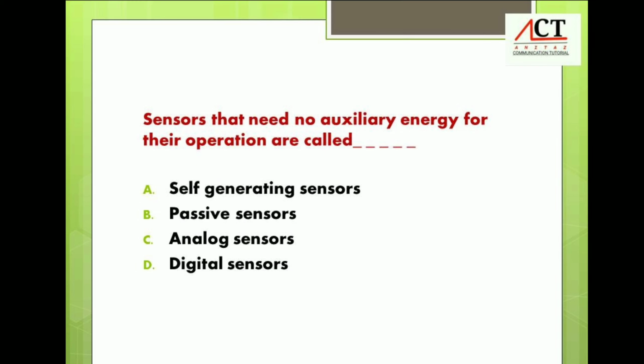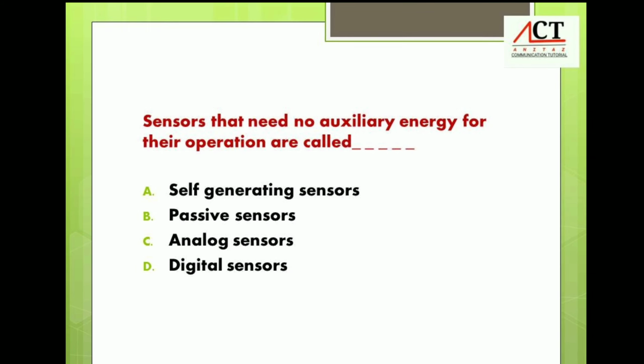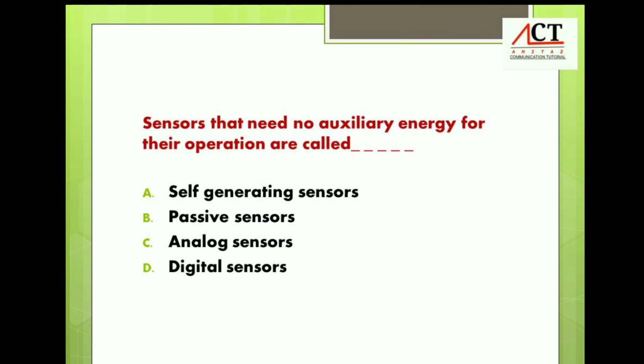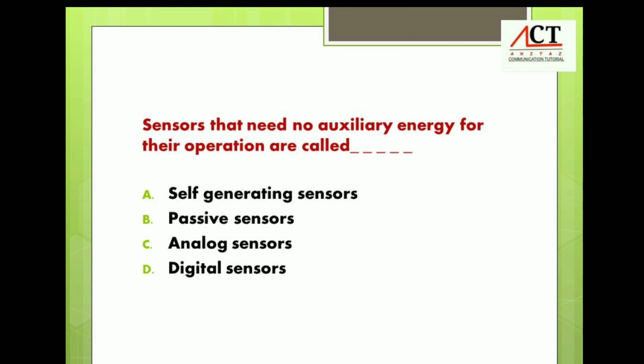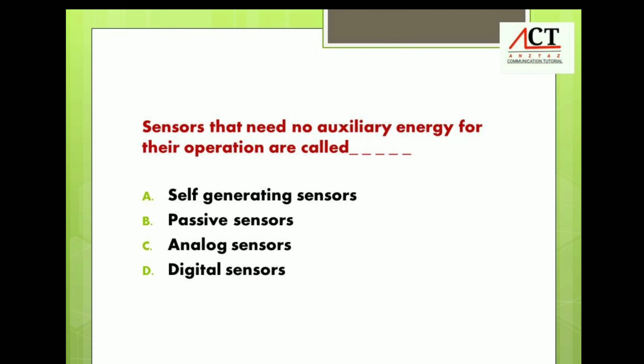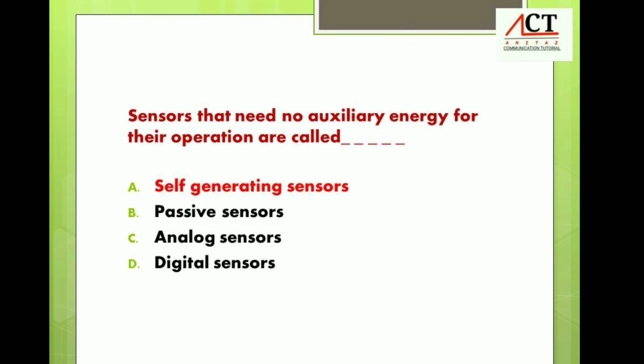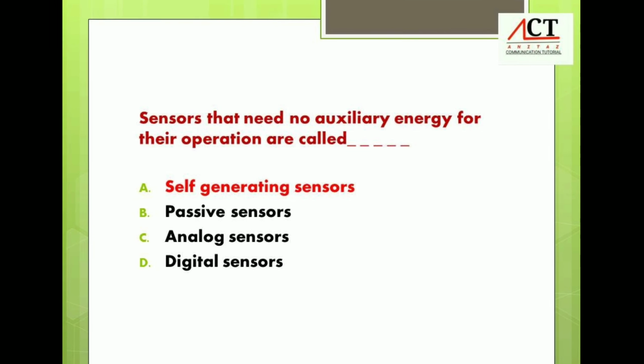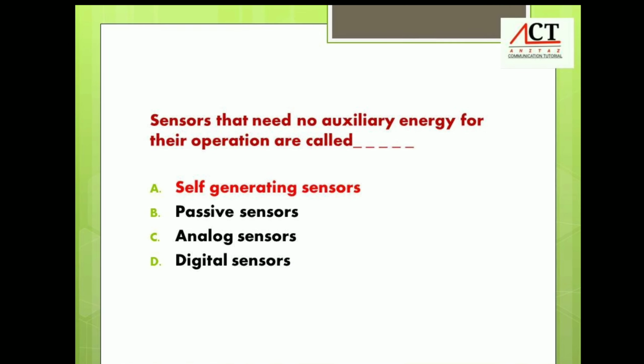Next question is, sensors that need no auxiliary energy for their operation are called A, self-generating sensors, B, passive sensors, C, analog sensors, and D, digital sensors. And the correct answer is option A, that is self-generating sensors.